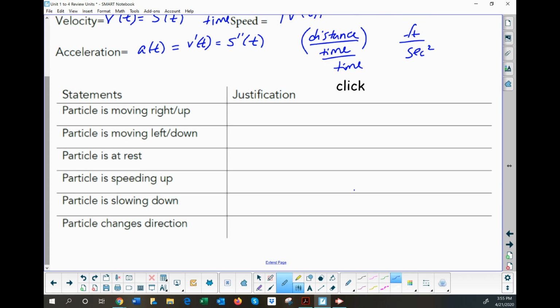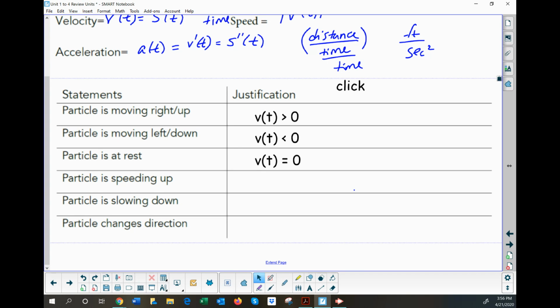Some statements, ways to justify. If you were asked, is the particle moving up or towards the right? I would justify that by looking at the velocity function. If velocity is positive, so if v of t is greater than 0, then I know my particle is moving to the right. I can say the particle is moving to the left on a time frame like from 3 to 5 seconds when v of t is less than 0. The particle is at rest when v of t equals 0.